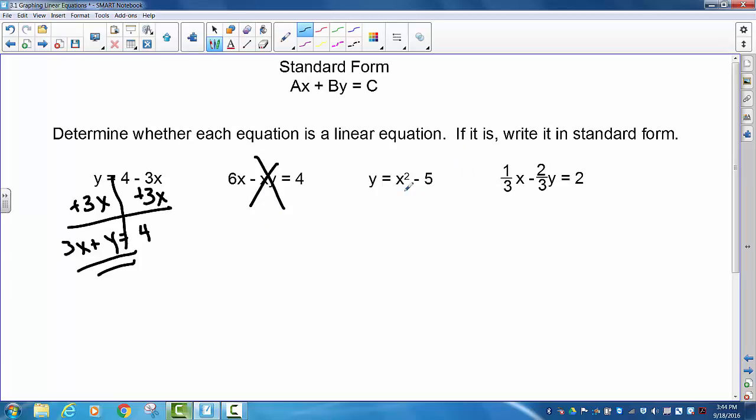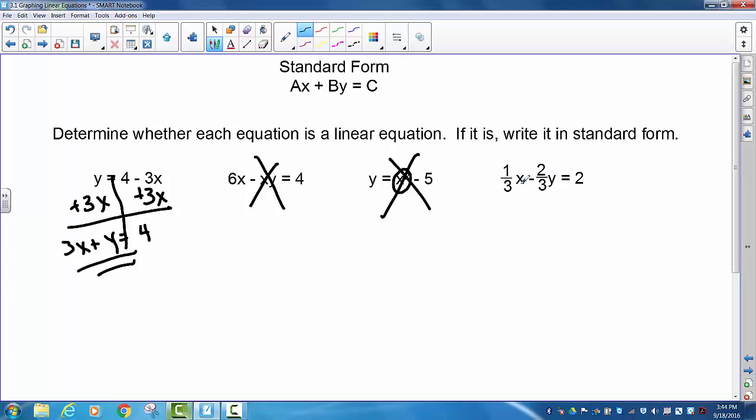Alright, this one is not a linear equation because linear equations do not have an exponent of 2 or higher. The exponents have to be 1 or lower. Okay, so we've got not a linear equation. If it has an exponent of 2 or higher, it's not a linear equation.